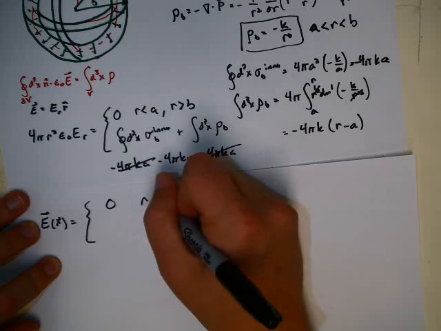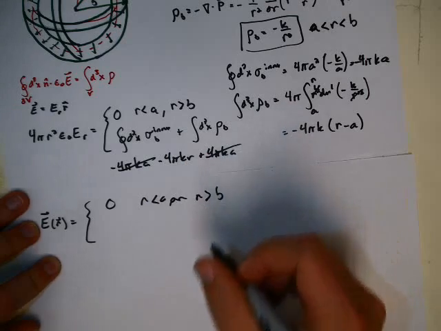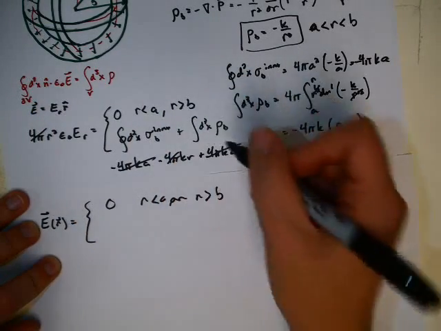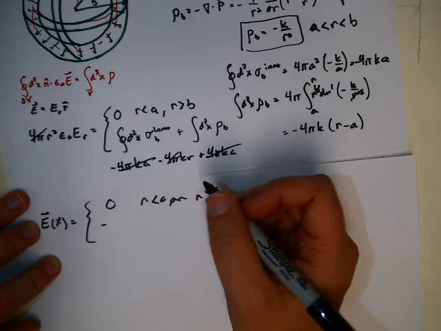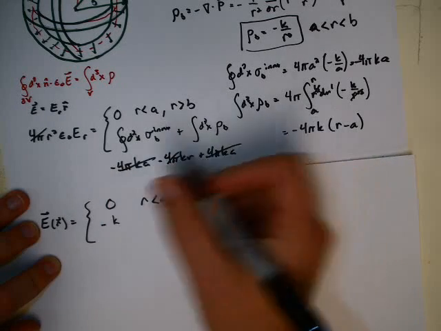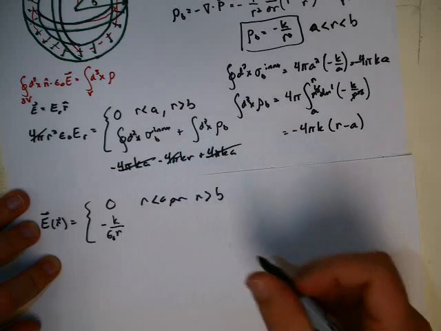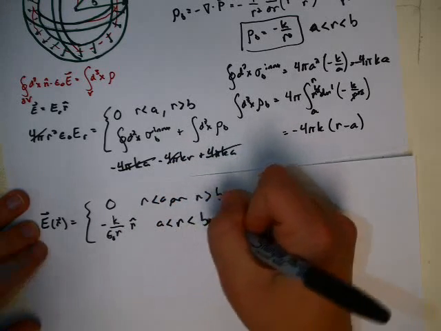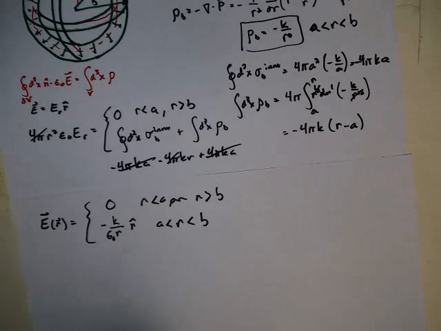is going to be equal to 0 for r less than a or r greater than b, and it is going to be equal to, the 4 pi's are going to cancel, right? So minus k over epsilon naught r times r hat, and that's for a less than r less than b. Okay, so that is the electric field everywhere that we got by integrating the charge densities.